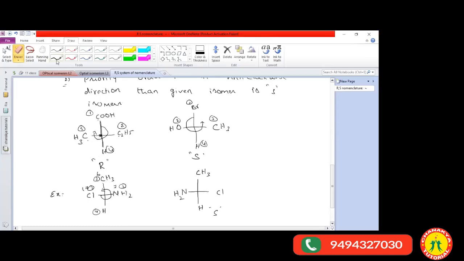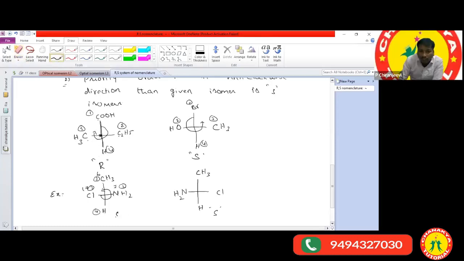Sir, no, sir. Instead of N, I wrote it as C. Oh. So check it out. So the given isomer exhibits as an S isomer. It is not the R isomer. Okay. Now let us see the second one.